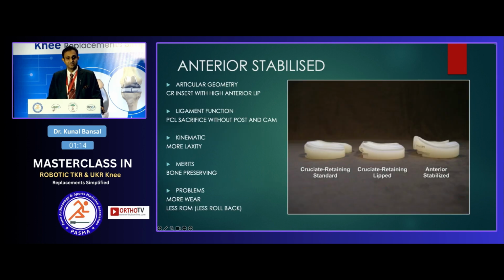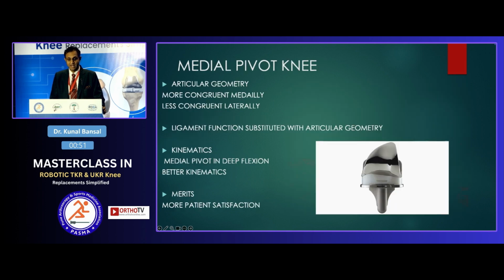The next kind of knee is the anterior stabilized knee. The anterior stabilized knee has a CR insert with a high anterior lip. The PCL is sacrificed, but the knee is without a post and cam mechanism. The disadvantage, from a kinematic point of view, is that it has more laxity. Merits: it's a bone preserving surgery, with more wear, less ROM, but definitely less rollback.